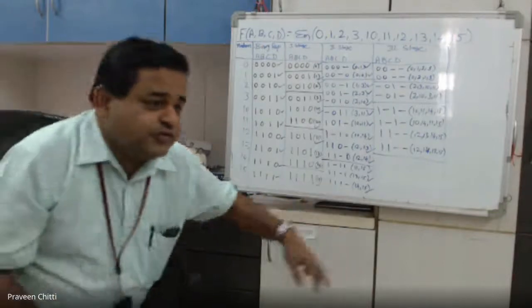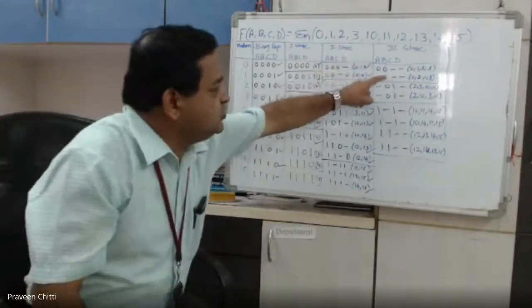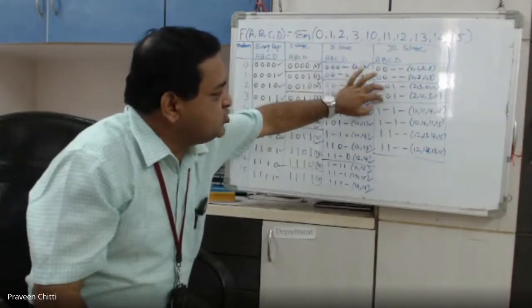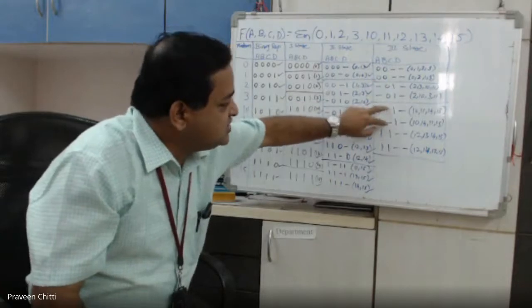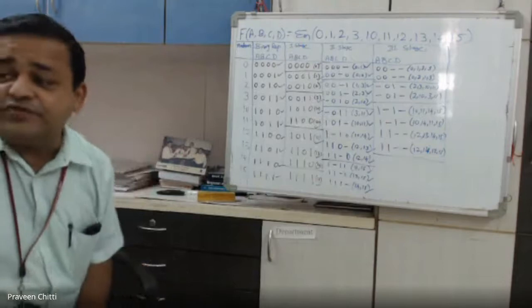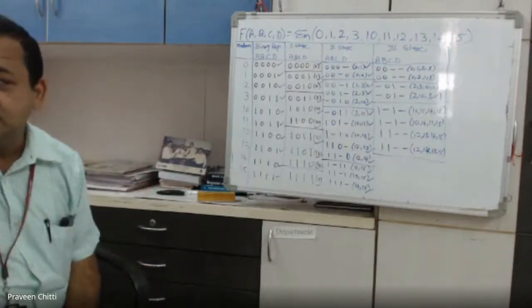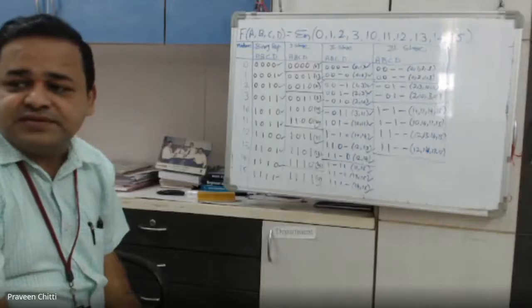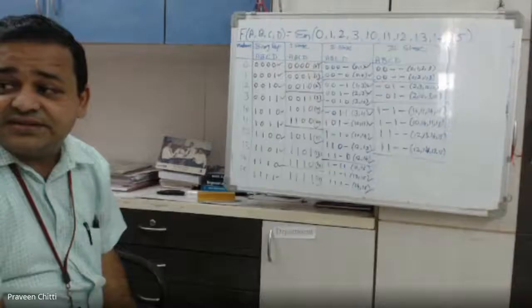So what you can see from this is 0, 1, 2, 3, 0, 2, 1, 3. You should take 1 because these two are same. These two are same, you should take 1. These two are same, these two are same. So totally, how many prime implicants are we getting from the first step of the Quine-McCluskey method? 4.